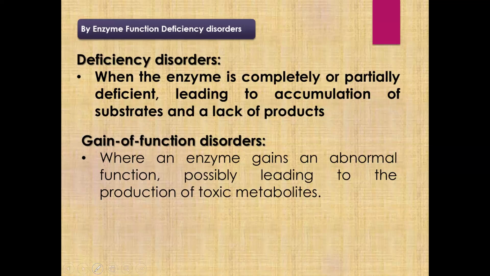Another category under enzyme function disorders is gain of function disorder. This is where an enzyme gains an abnormal function, possibly leading to production of toxic metabolites. In the first one, there is a lack of production of the enzyme necessary for that metabolic process. But in the gain of function disorder, the enzyme is there, but it is abnormal. As such, it leads to production of what is not necessary. So that is why we say enzymopathies are a result of enzymes being deficient or dysfunctional.